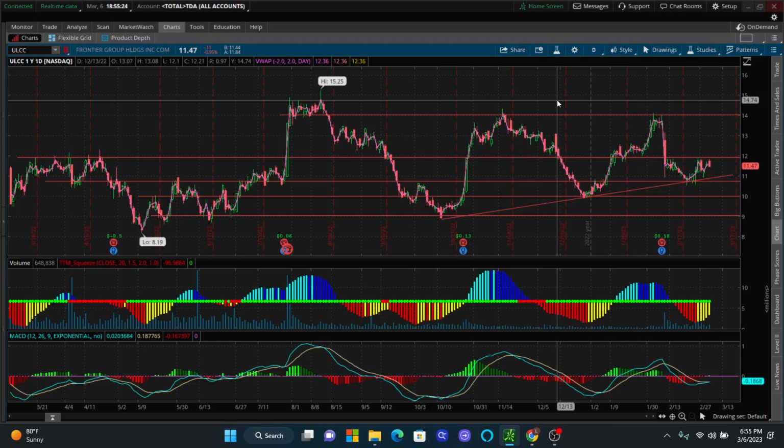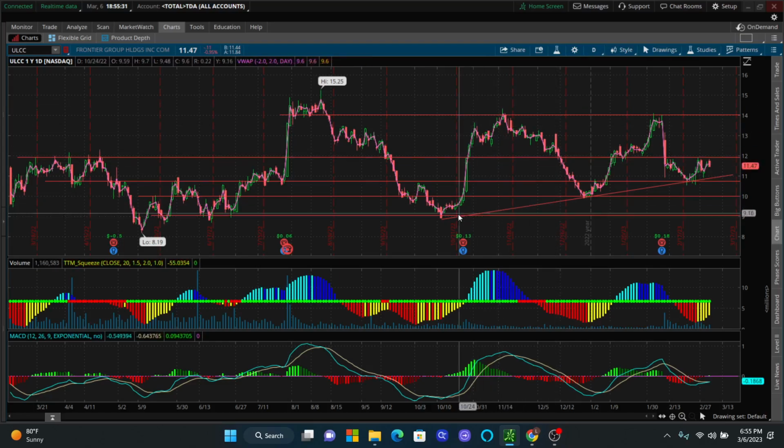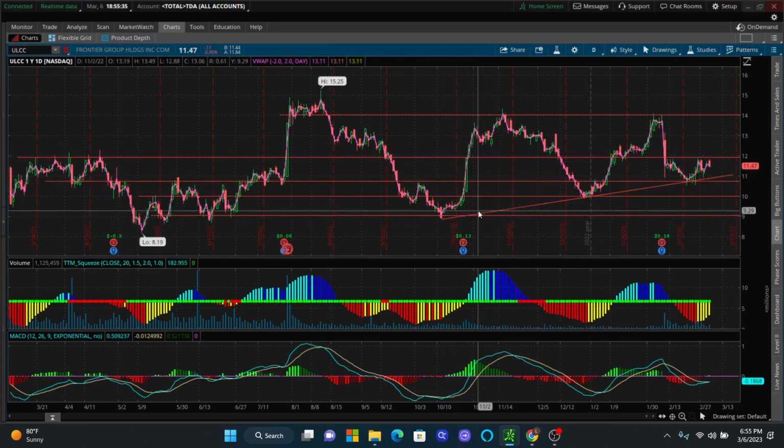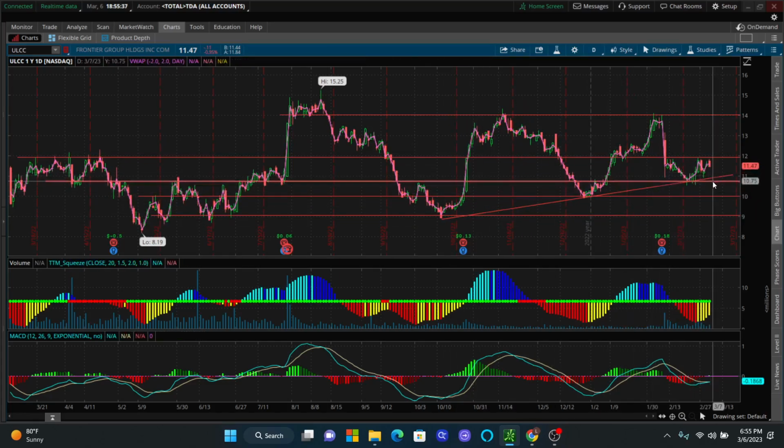On the long-term chart, these are actually tools that investors need to utilize as well, because you always hear the term buy the dip. You have a dip here, you had a dip here, and you had a dip here. And all these dips lined up with an ascending trend line, which is very bullish.